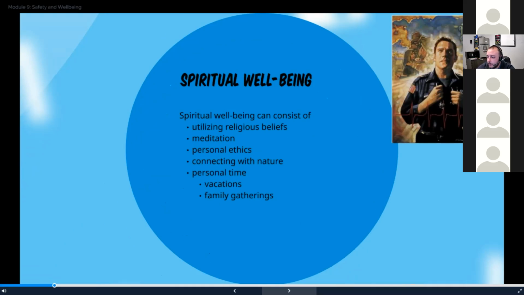Spiritual well-being. Everybody's a little bit different on how they do spiritual well-being. Some people, it's dealing with religious beliefs. Some people believe in meditation. We all have personal ethics that we deal with. And then it's as easy as getting out on a walk, interacting with nature, or getting away and disappearing for a few weeks where nobody can get a hold of you. That's my favorite thing, is to go out on a cruise out in the middle of the ocean where my phone won't ring and nobody knows where I'm at. So just some things that we have to think about is we need to think about our spiritual needs too, not just our emotional and our physical.